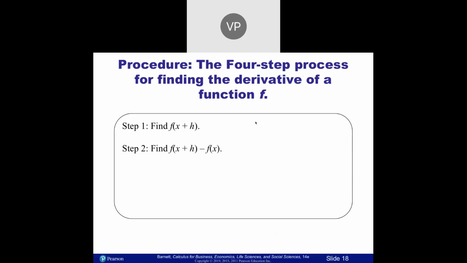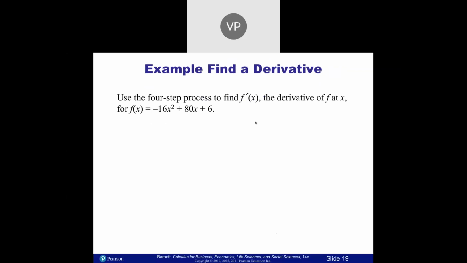First off, find f of x plus h. Then you're going to take what you just found and subtract f of x. Remember, f of x is just your original function. Take that difference, divide it by h, then find the limit as h approaches 0. And hopefully this will come out to be something you want. So here's our example. Now you can see it in action.